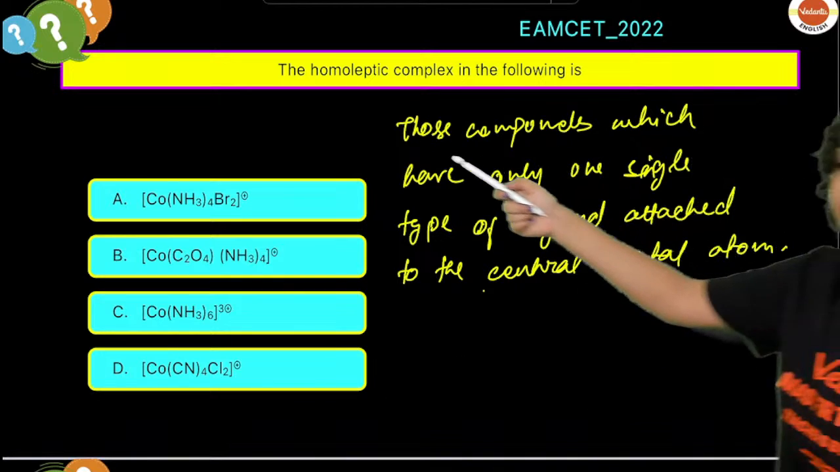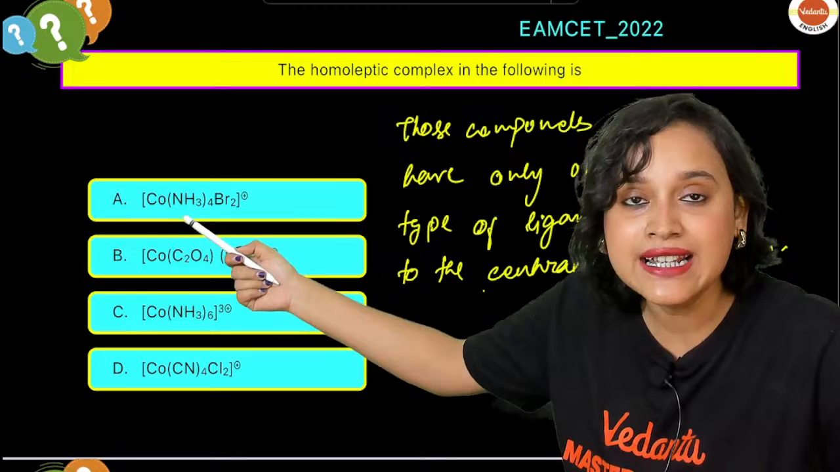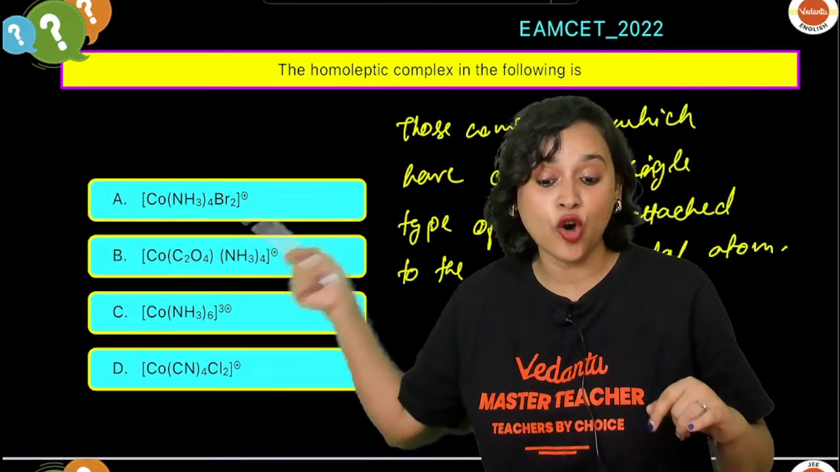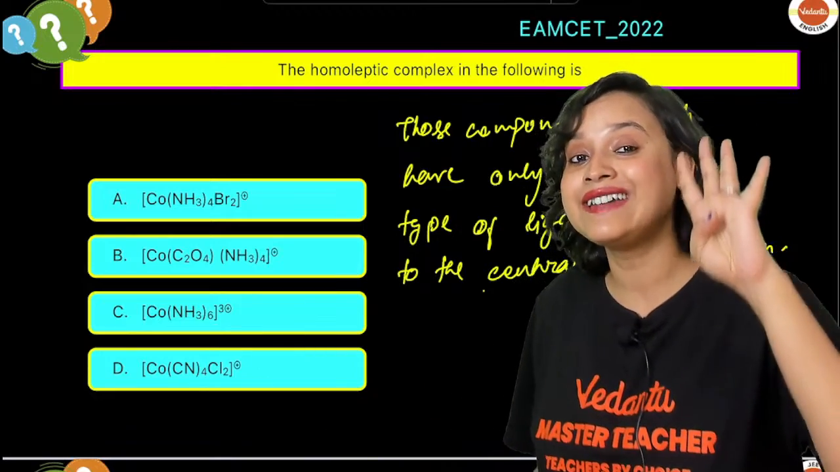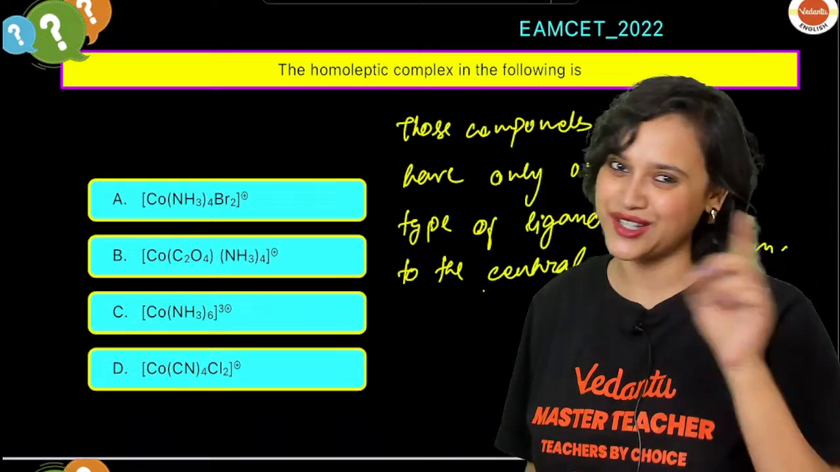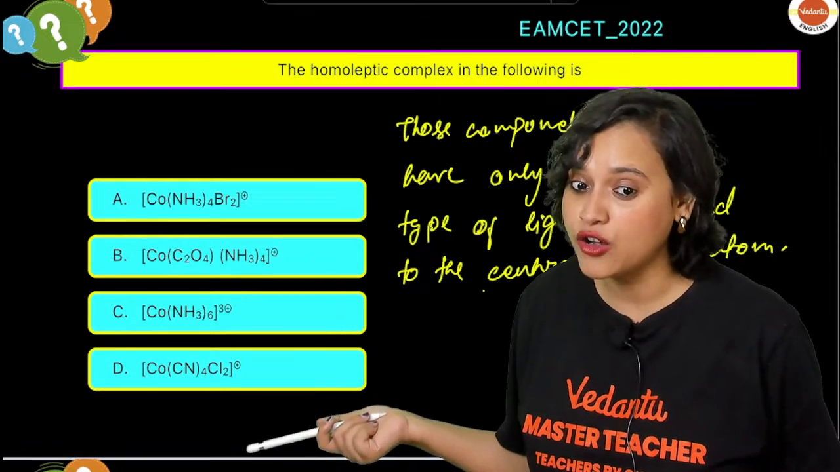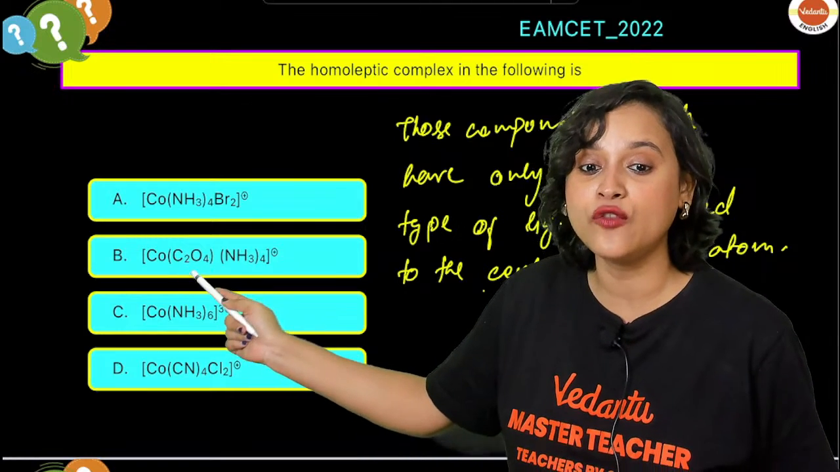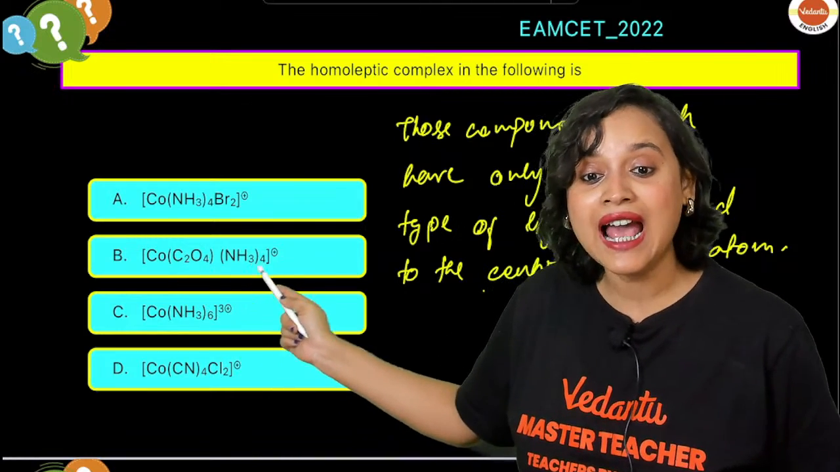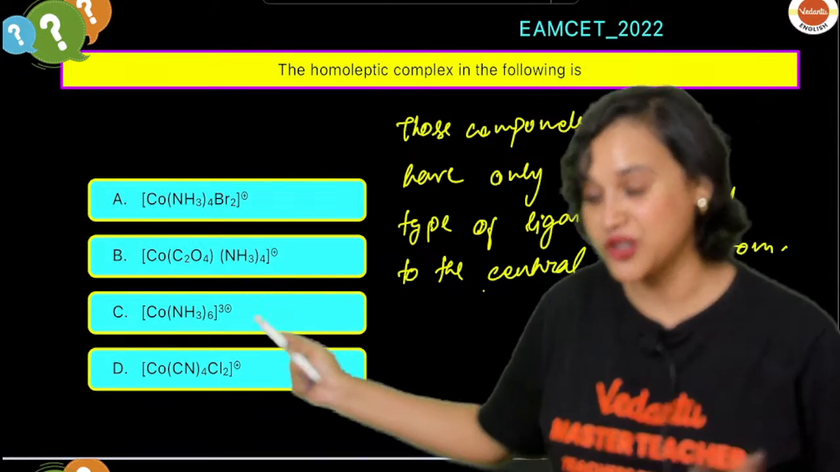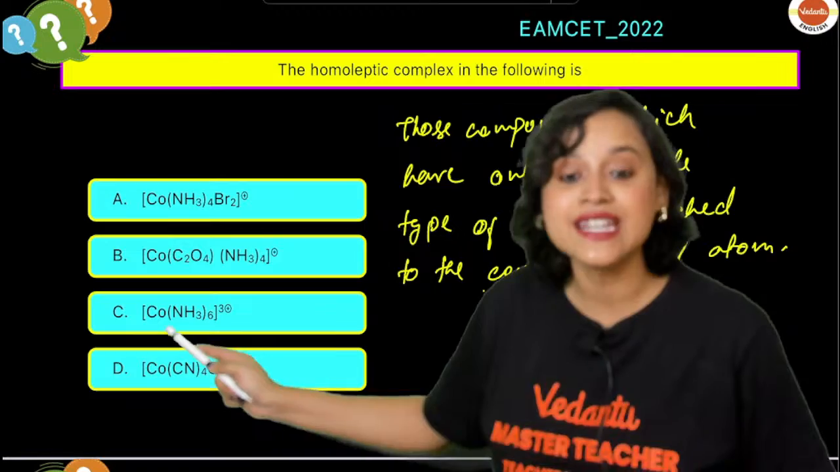Now if you look at option A, everyone, this has 2 types of ligand, isn't it? There is bromine and there is amine also. So tetraamine dibromido is not homoleptic. This becomes a heteroleptic complex. Now look at this. Here you have oxalate ion, C2O4, as well as amine. So this also cannot be homoleptic. This is also heteroleptic.